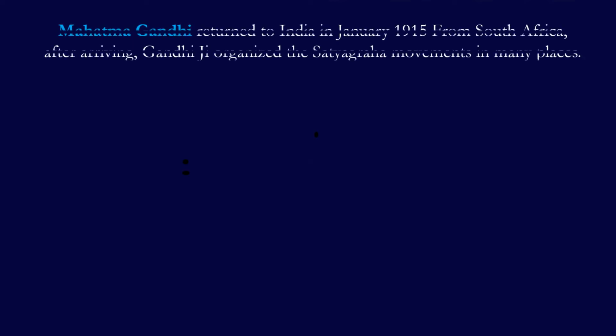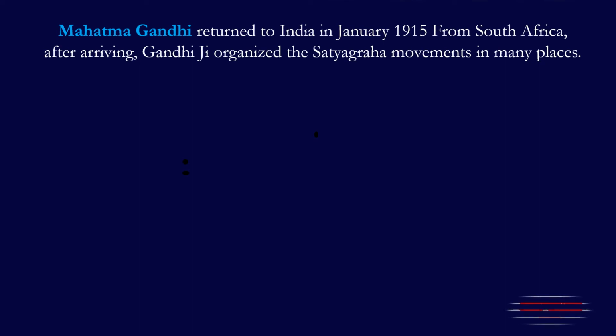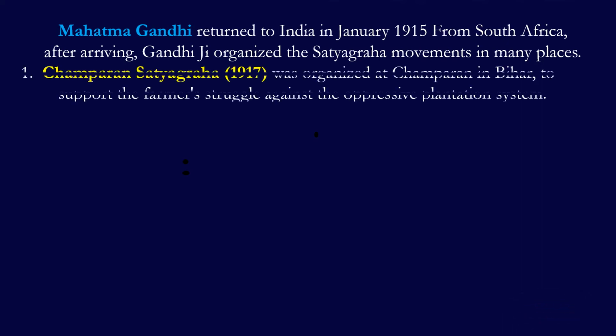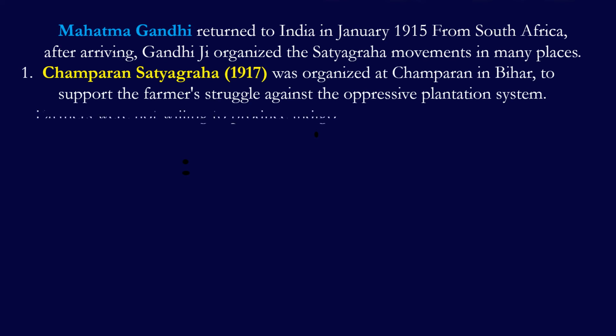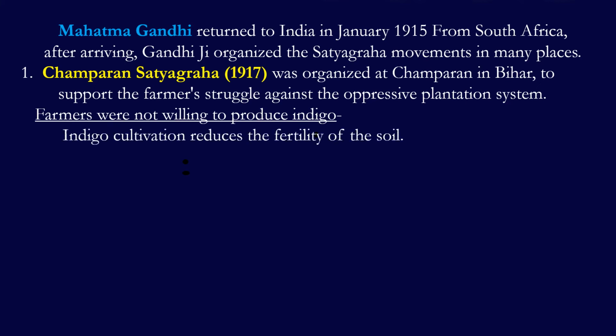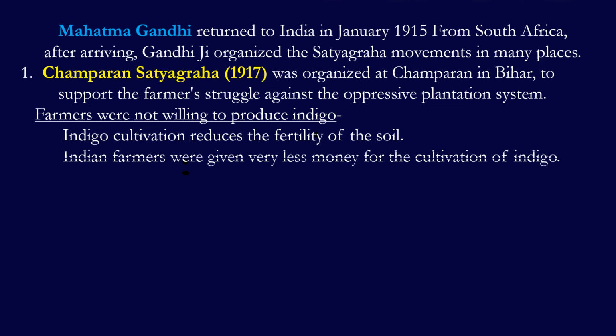Let's sum up the main points. Mahatma Gandhi returned to India in January 1915 from South Africa. After arriving, Gandhiji organized the Satyagraha movements in many places in India. First at Champaran in Bihar to support the farmers' struggle against the oppressive plantation system. The farmers were not willing to produce indigo because indigo cultivation reduces the fertility of soil, and Indian farmers were given very little money for the cultivation of indigo. And the Champaran Agrarian Act was passed in 1918.